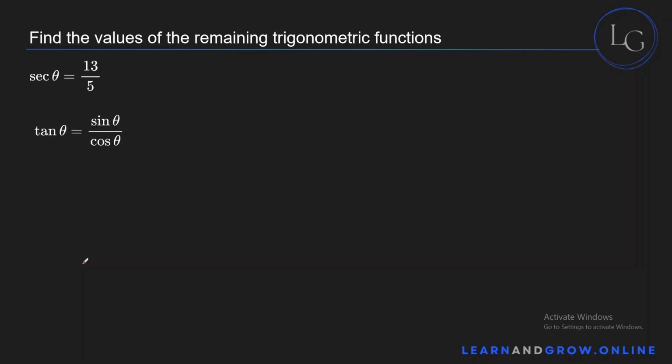Tan theta is sine theta by cos theta, that's another trigonometric identity, and that just means that tan theta is equal to 12 by 5. So cotangent theta is the reciprocal of tan theta, which is 5 by 12.